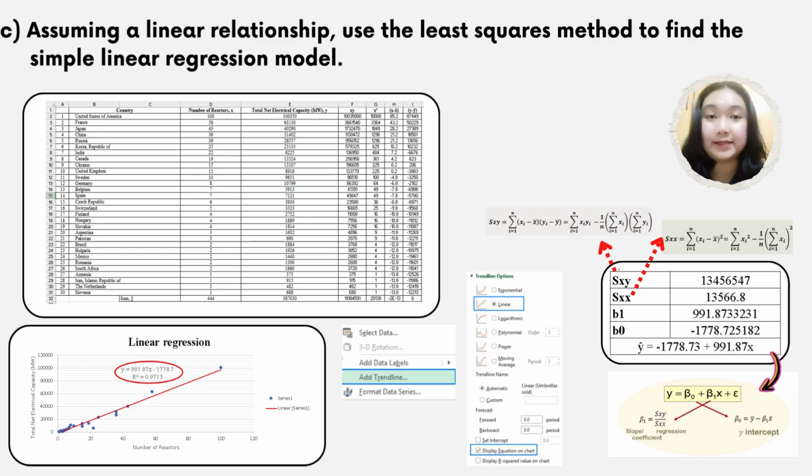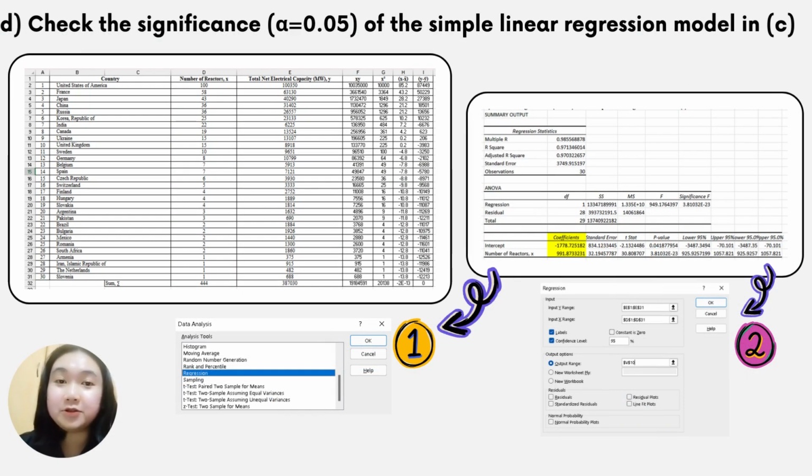Switch to the Fill and Line tab and customize the line to our liking. For example, we can choose a different line color such as red and use a solid line instead of a dashed line. Check the significance, alpha equals 0.05, of the simple linear regression model.